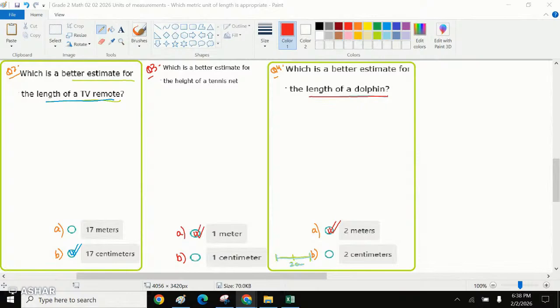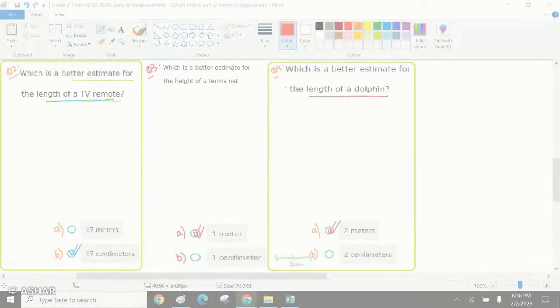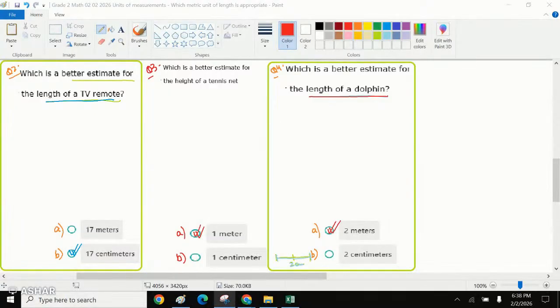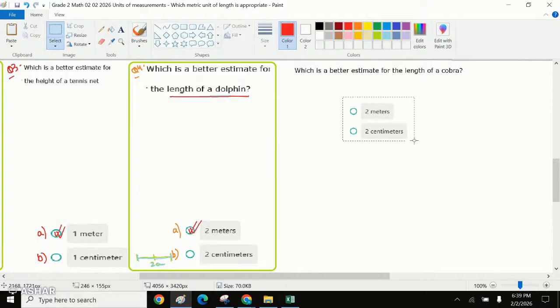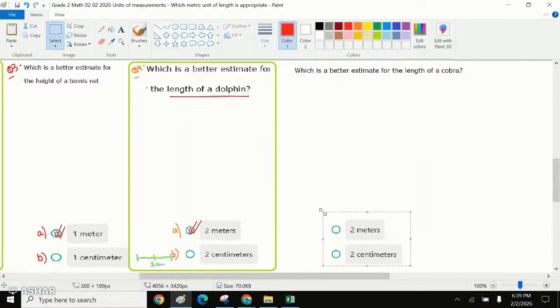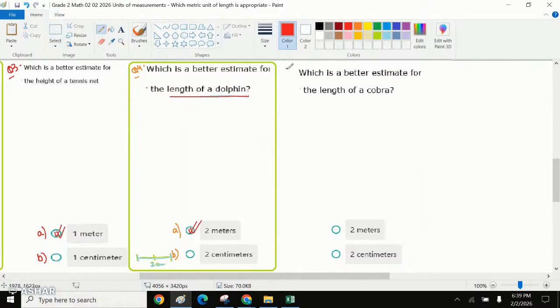For the next question, they're saying which is a better estimate for the length of a snake, that is a cobra. A cobra is a snake. It's a type of snake. If these are the two options given to us, option A or option B, and we are trying to find a better estimate for the length of a snake, that's a cobra. Question number 5, option A or option B?